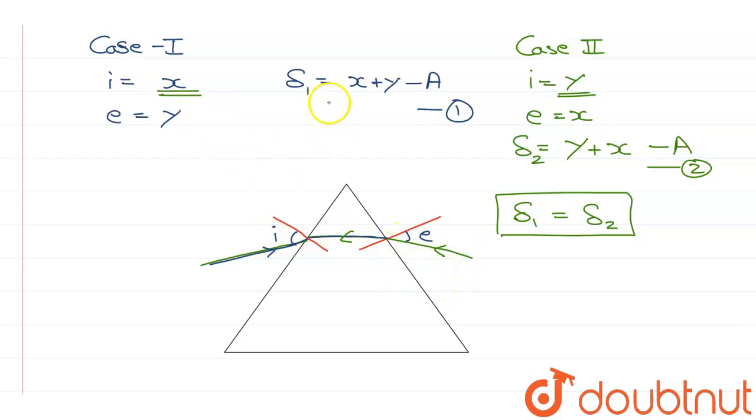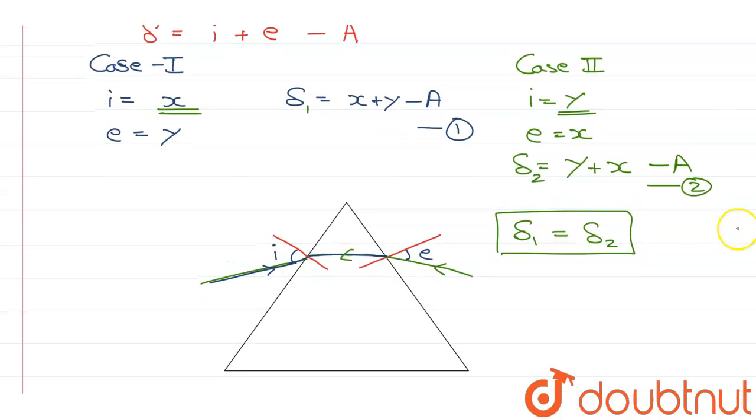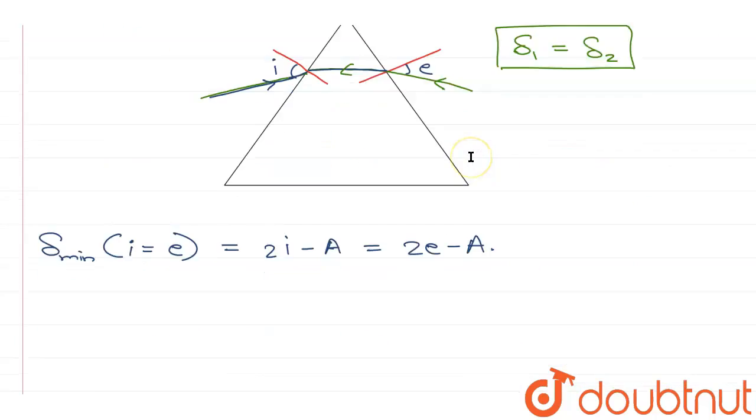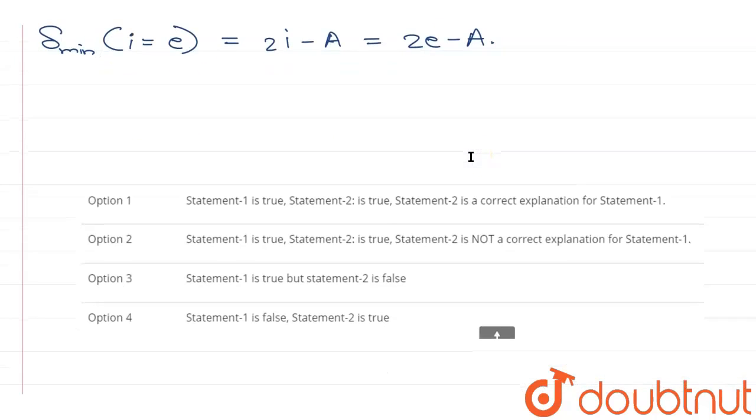And earlier, when we tried to prove that the angle of deviation can be the same for two different angles, we basically did the same thing, where we interchanged the angles of incidence with the angles of emergence to find two different angles at which the same angle of deviation is observed. Therefore, statement 2 is also true, and statement 2 is the correct explanation for statement 1. Therefore, option number 1 is the correct answer.